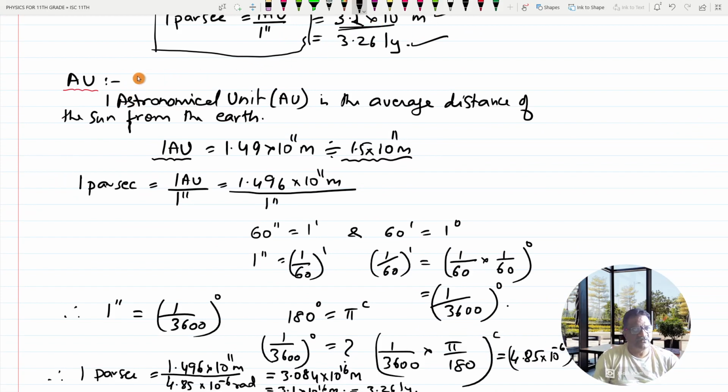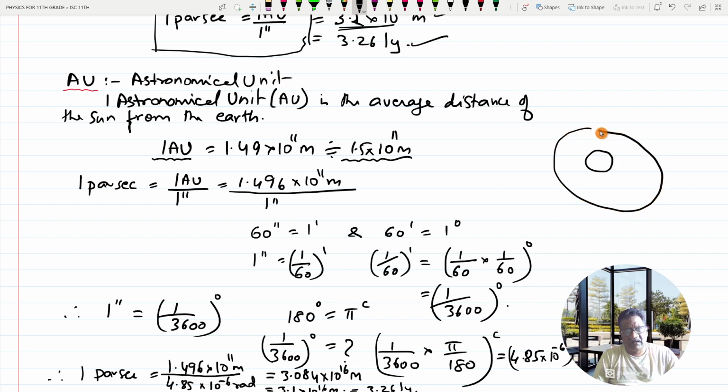Okay. What is AU? AU is astronomical unit. Now what is this astronomical unit? You know that sun in the middle, there is an orbit around the sun in which the earth is revolving. So this is sun, this is earth, and this orbit is not perfectly circular. It is slightly elliptical, right?